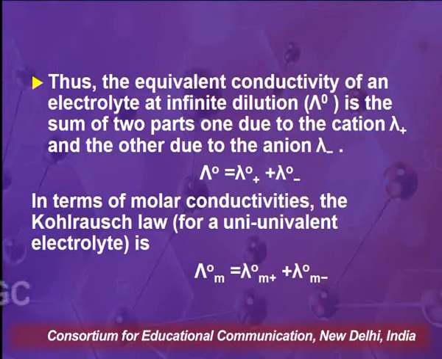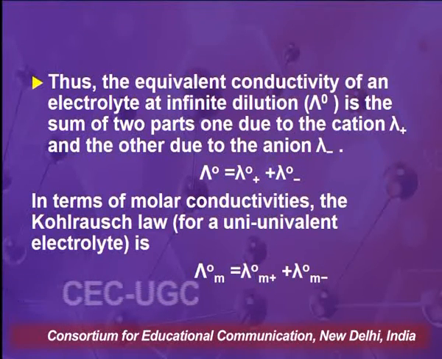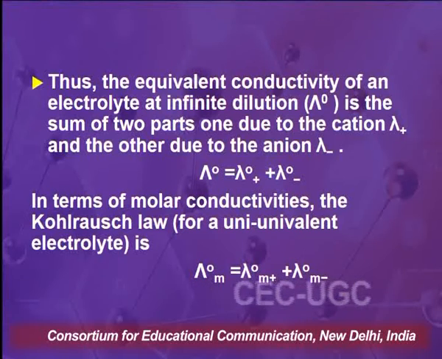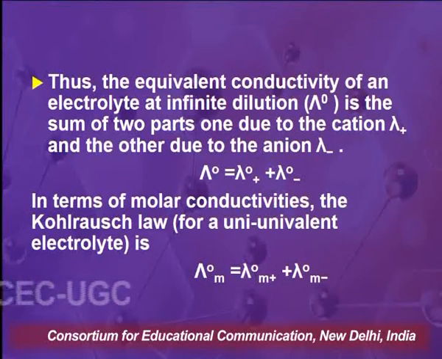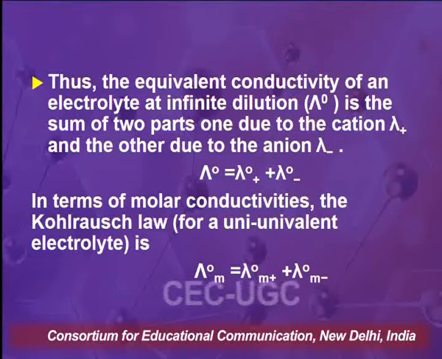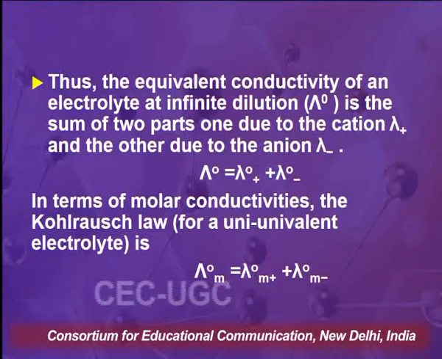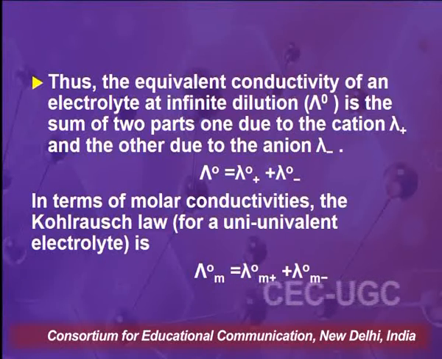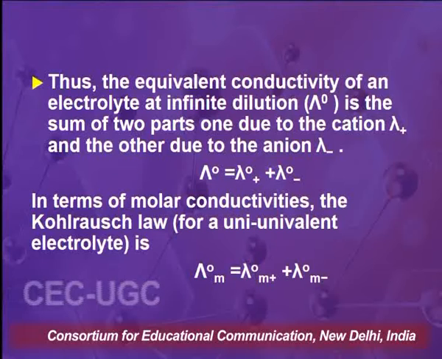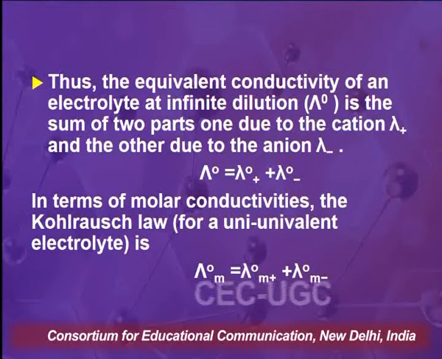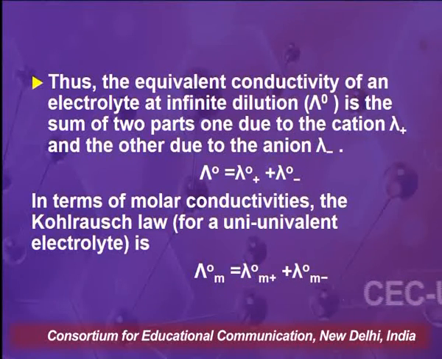Thus, the equivalent conductivity of an electrolyte at infinite dilution, lambda naught, is the sum of two parts, one due to the cation, lambda plus, and the other due to the anion, lambda minus. Lambda naught is equal to lambda plus naught plus lambda minus naught. In terms of the molar conductivities, the Kohlrausch law for a univalent electrolyte becomes lambda m naught is equal to lambda m naught plus plus lambda m naught minus.